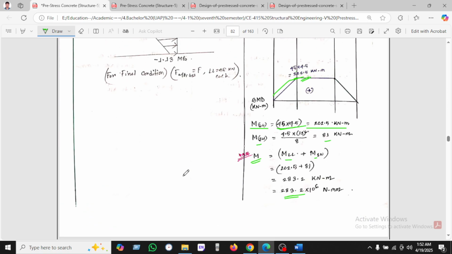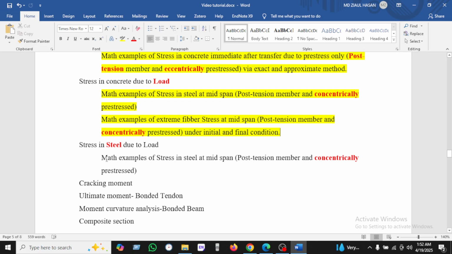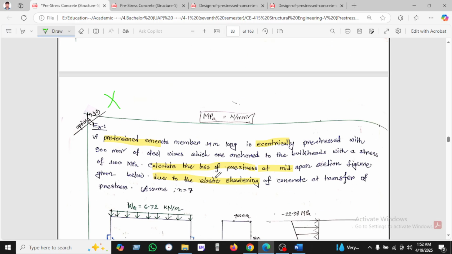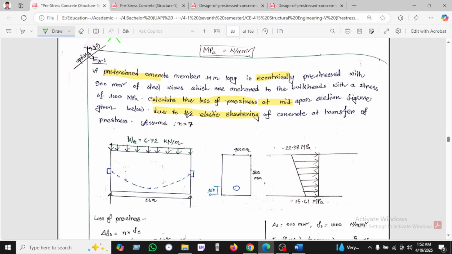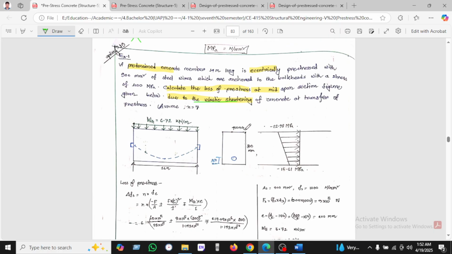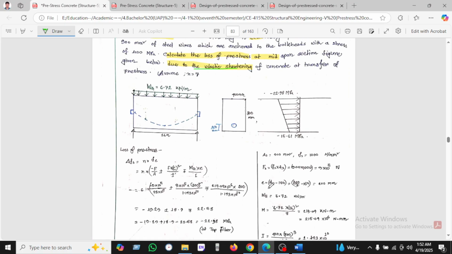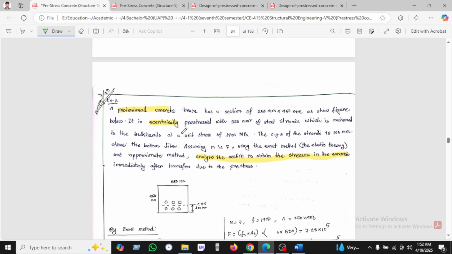Now we can see the stress in steel due to live load, due to elastic shortening. We don't need it here, as we have seen it in another lecture for elastic shortening with eccentric prestress. So we can use that here. Okay, let's see here.